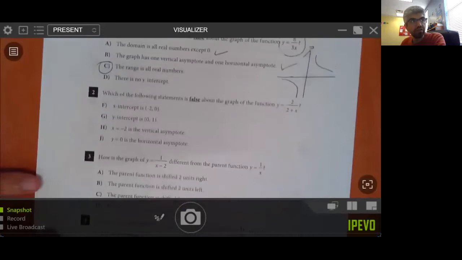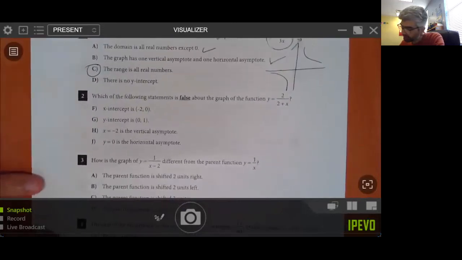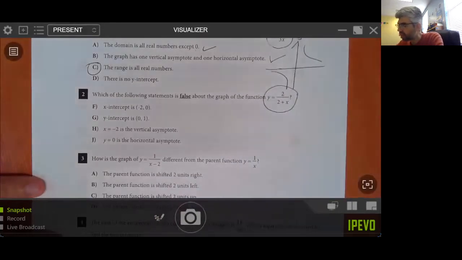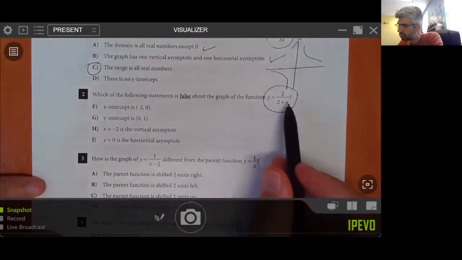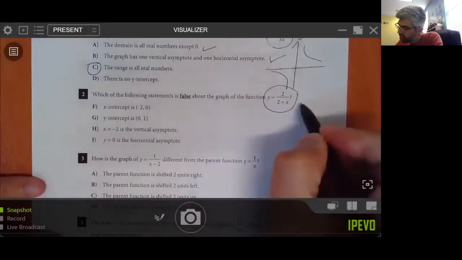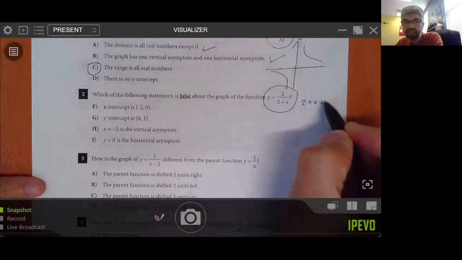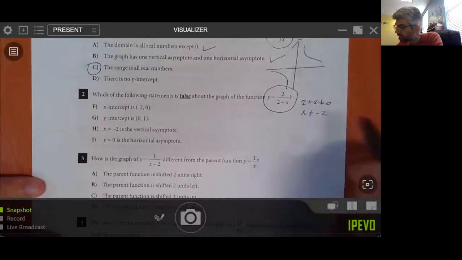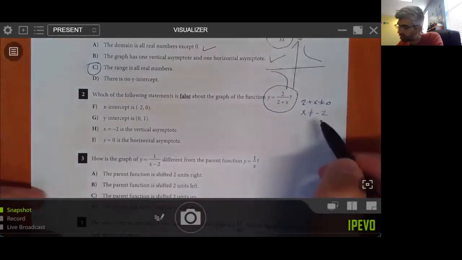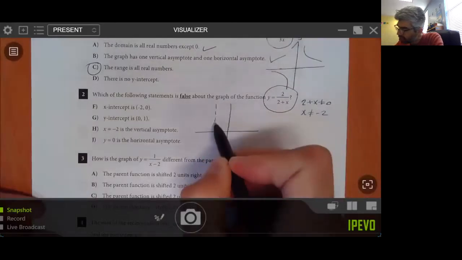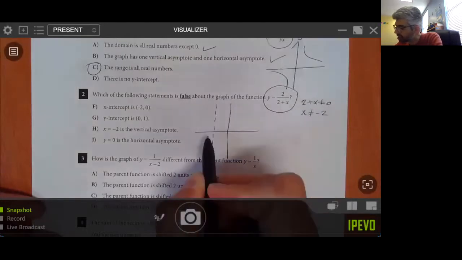Number 2, which of the following statements is false? Again, so now we have 2 over 2 plus x. What does it mean, 2 over 2 plus x? So here we know that the denominator must be different than 0, right? And here we say x cannot be negative 2. If we see the graph, we have a vertical asymptote at negative 2.